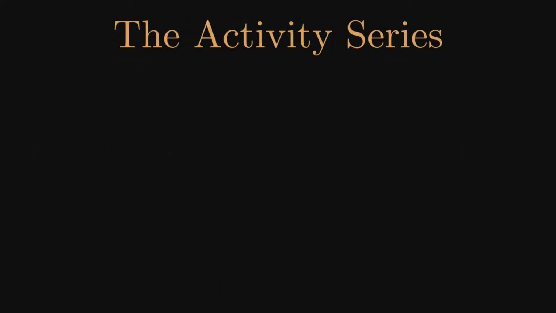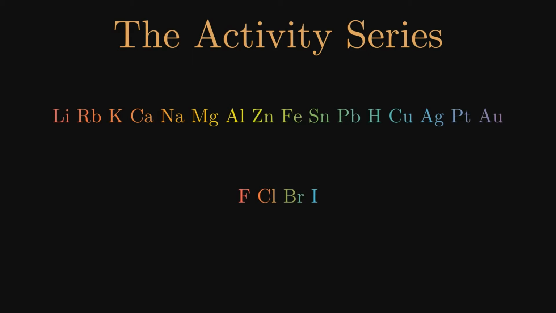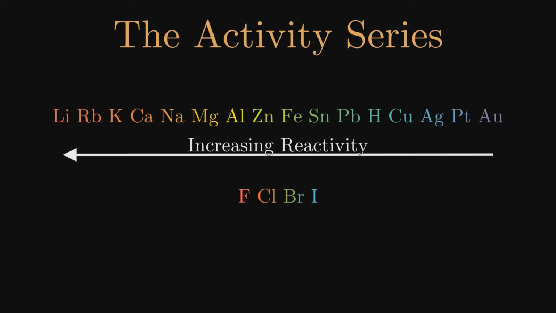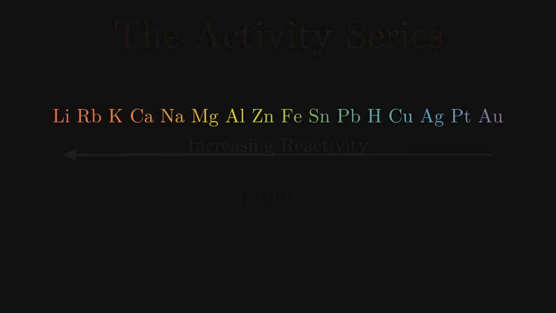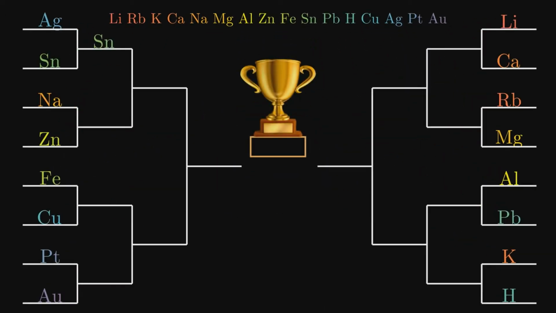There are actually two activity series, one for the metals and one for the halogens. Though distinct, they are used the same way with the more reactive elements to the left. The incomplete metals list contains 16 elements, which is a perfect number for a mini tournament. Unlike actual tournaments though, every single matchup and indeed the entire outcome is already known. What do I mean? Simple. The more reactive element always wins. There are no upsets in the tournament of element reactivities. Lithium was not only destined to win, it was rigged from the start.